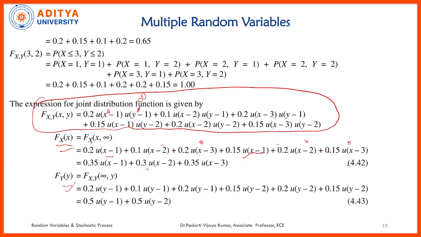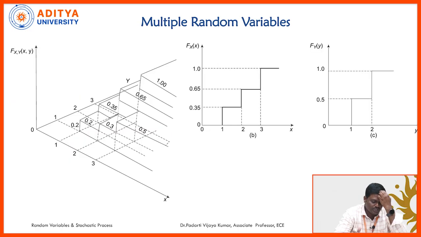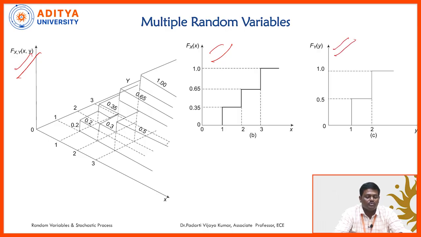Similarly here, in place of x we substitute infinity, and after substituting, we reorganize the terms. Here the y minus 1 terms are 1, 2, 3. Now we need to add all these: 0.2 plus 0.1 plus 0.2, 0.5. Next 0.15, 0.2, 0.5. Now we need to see the plots. This is the plot of the joint distribution function, this is the plot of the marginal distribution function of x, and this is the plot of the marginal distribution function of y.